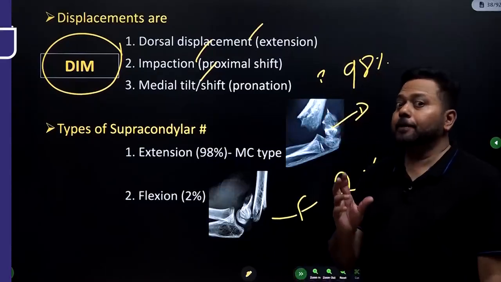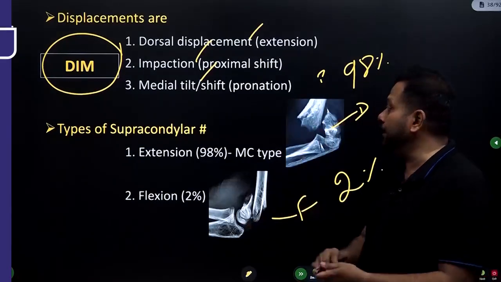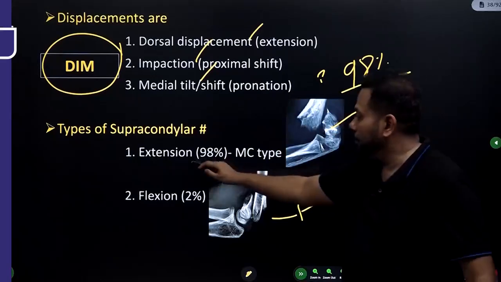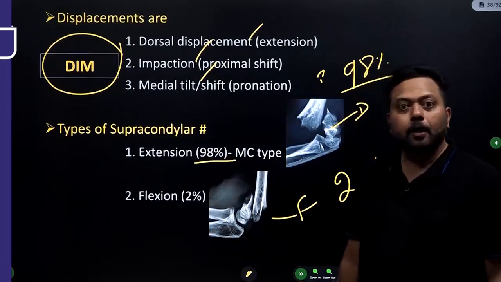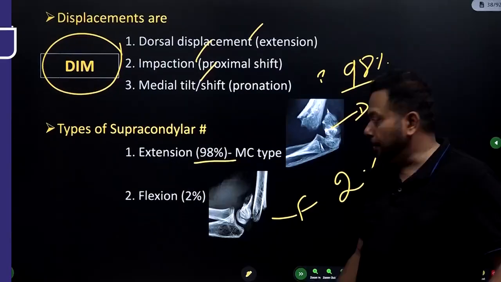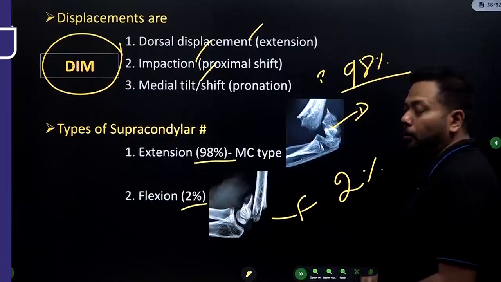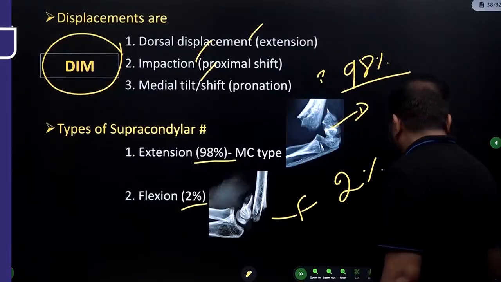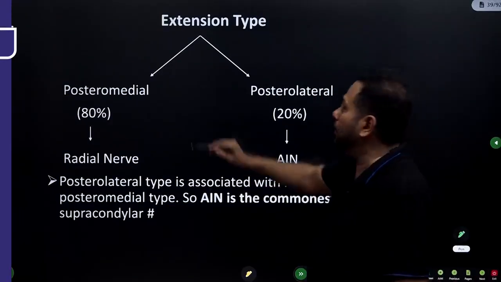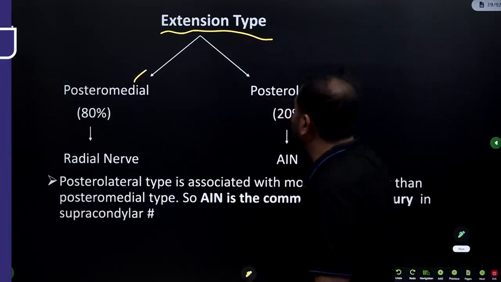When the distal fragment is shifted dorsally, that is called the extension type, which is 98%. When the distal fragment is shifted volarly to the flexor aspect, that is only 2%, the rarest type. Okay. The extension type of supracondylar fracture is divided into two: posteromedial and posterolateral.